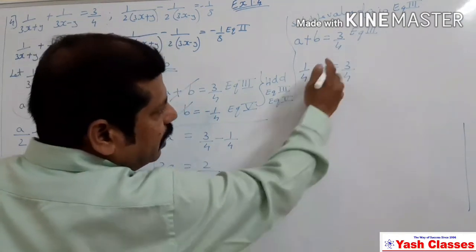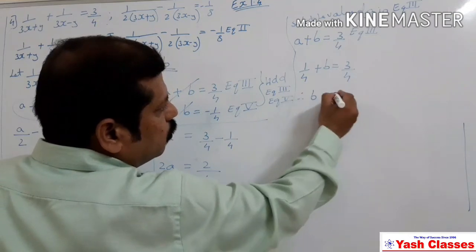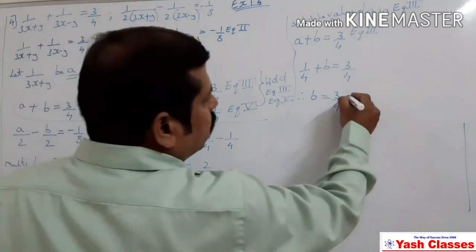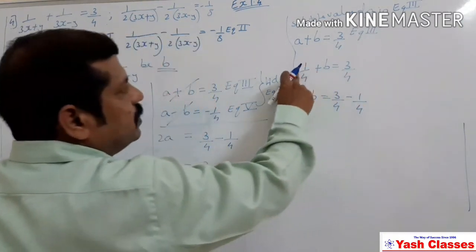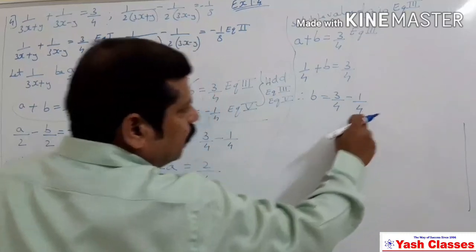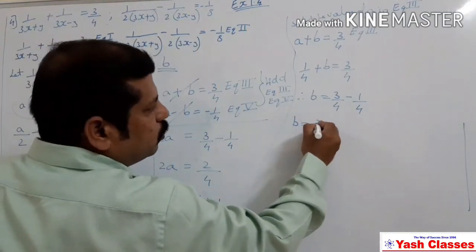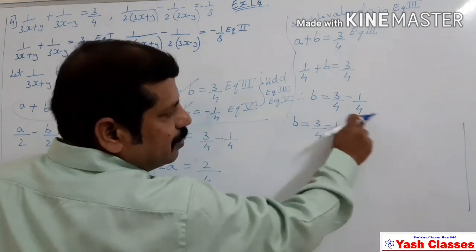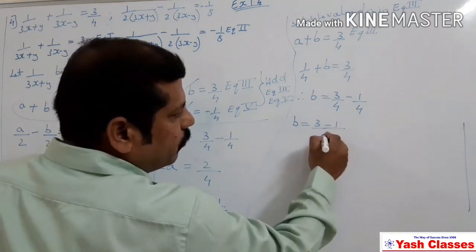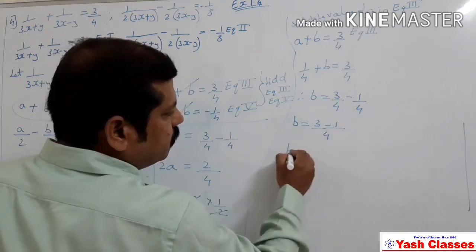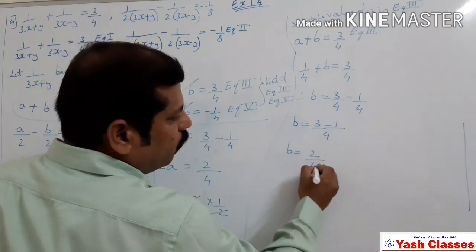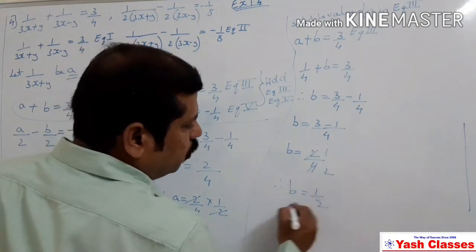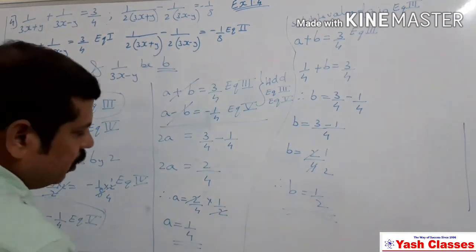Therefore B is equal to 3 upon 4. Bringing 1 upon 4 here, plus will become minus. See here, the sign is plus, it will come here and become minus. B is equal to 3 upon 4 minus 1 upon 4. See here, 4 is common. 3 minus 1 is 2 upon 4. 2 ones are 2, 2 twos are 4. Therefore, B is equal to 1 upon 2. You got B and you got A.